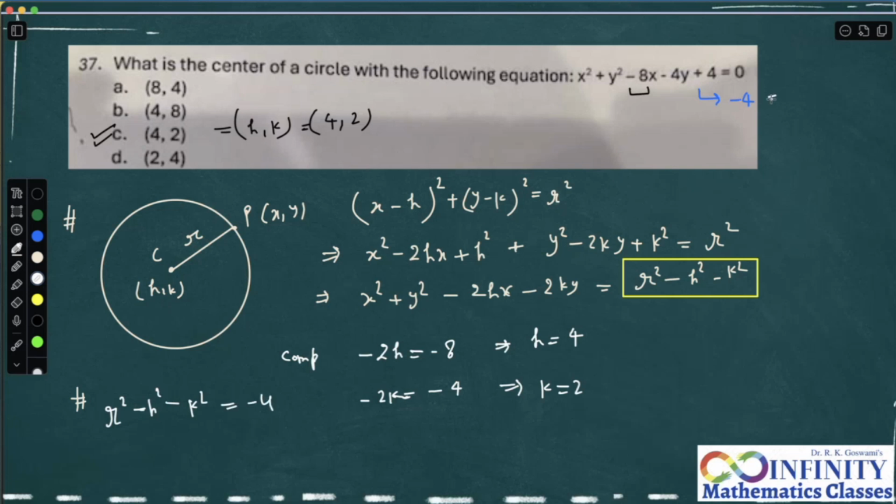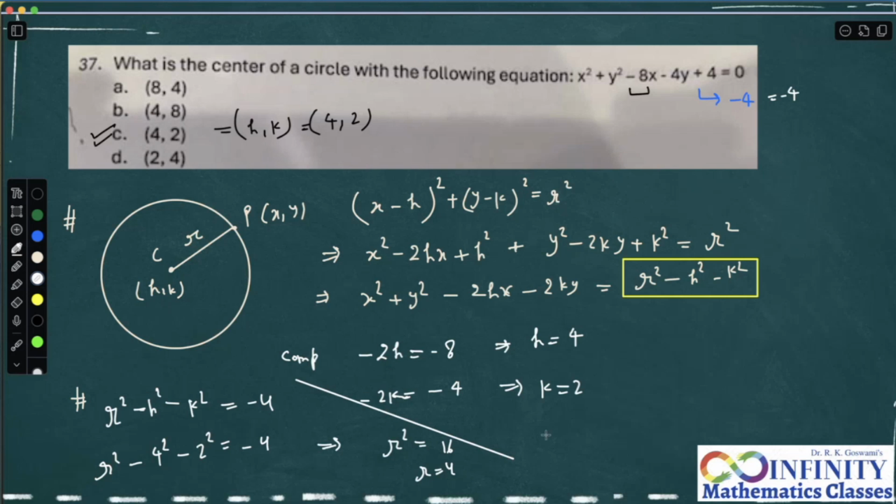Am I right? Yes, sir. Oh, I forgot. H square is going to be 4 square, k square is 2 square. Compare it to -4. So then it'll be r squared equals 16. So the radius is 4. Yes, the radius is going to be 4 there.